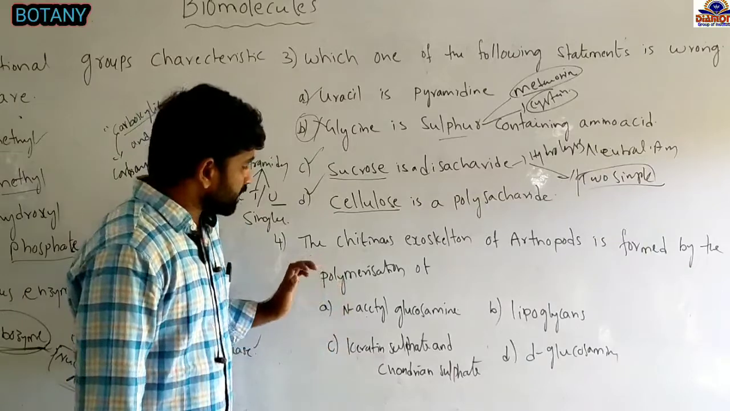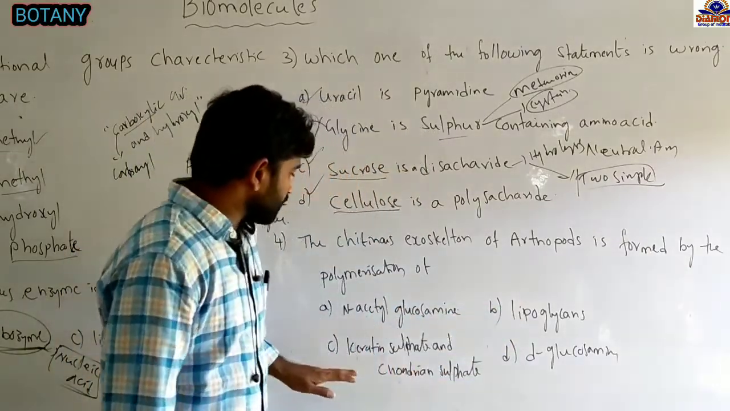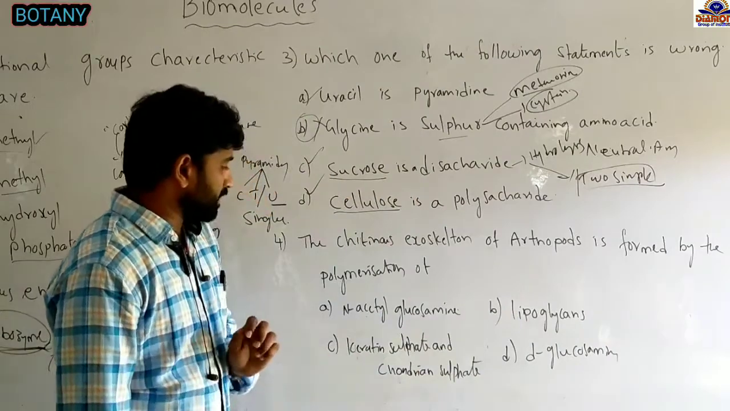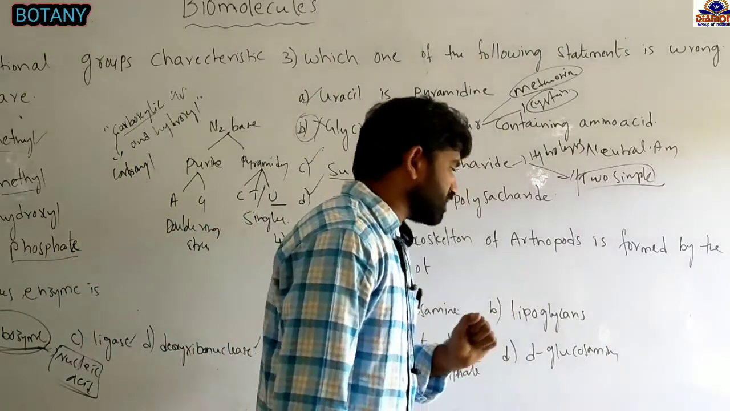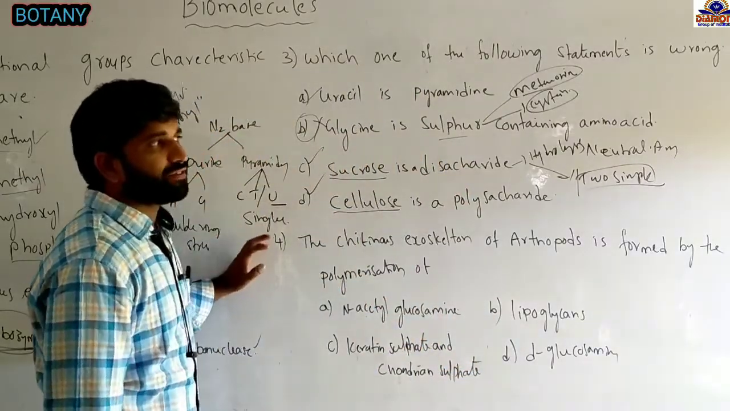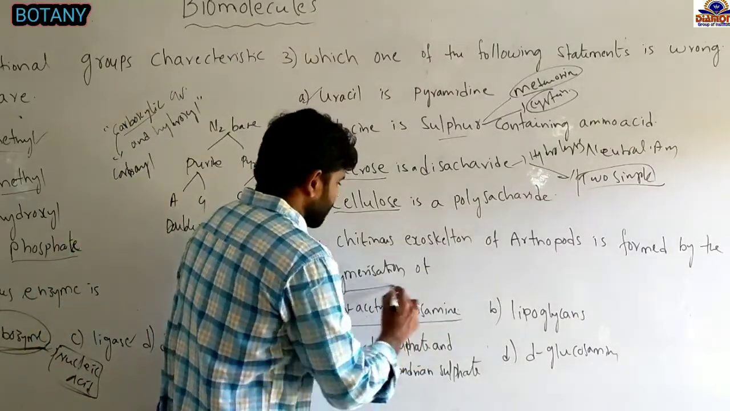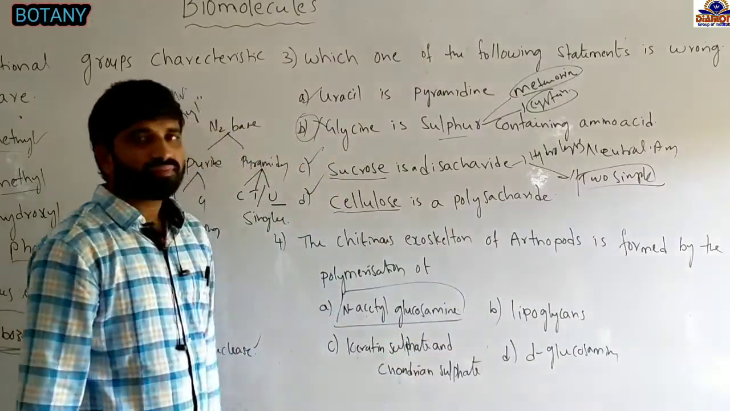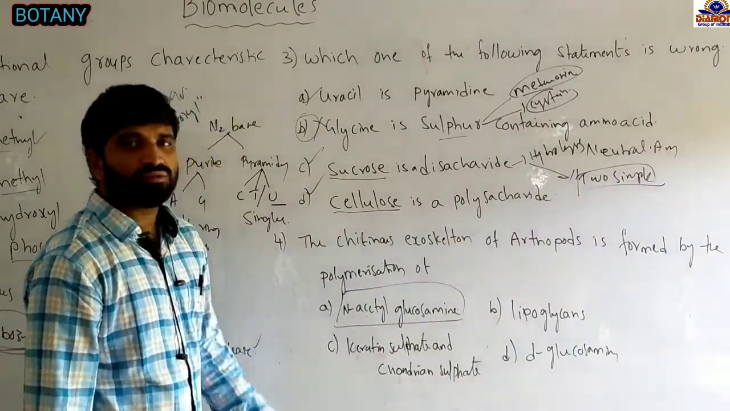Here they are given as options: N-acetyl glucosamine, lipoglycans, keratan sulfate, chondroitin sulfate, and D-glucosamine. The exoskeleton bodies of arthropods are made up of N-acetyl glucosamine. It is a polysaccharide.